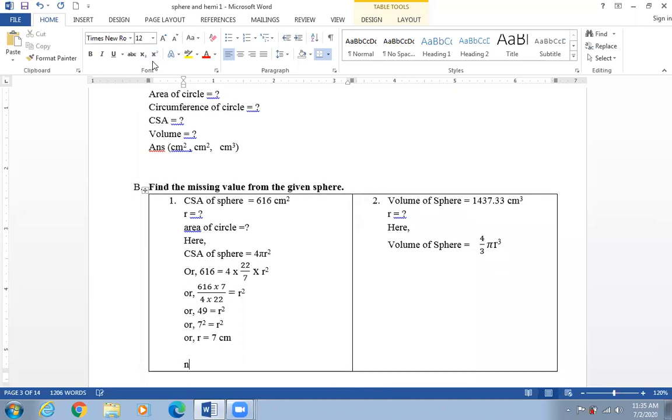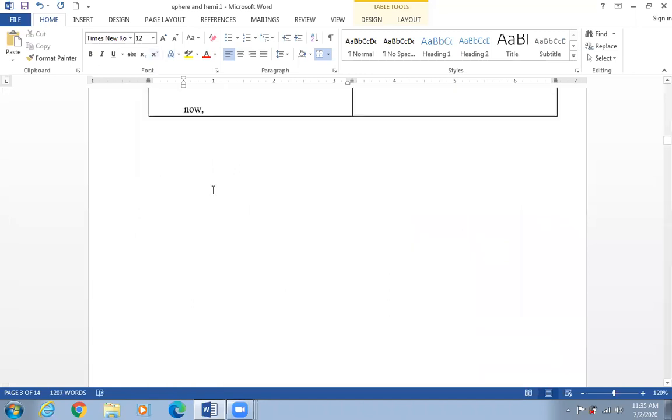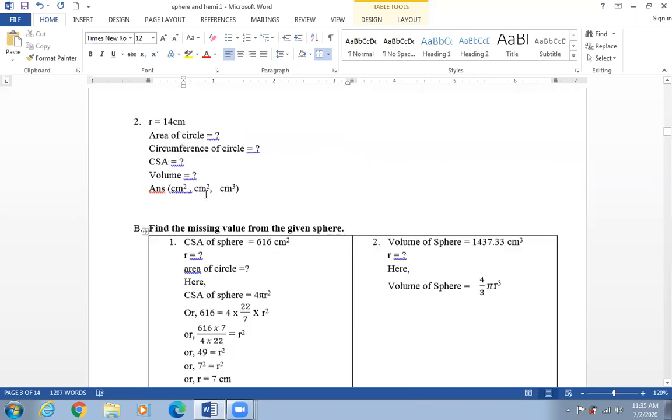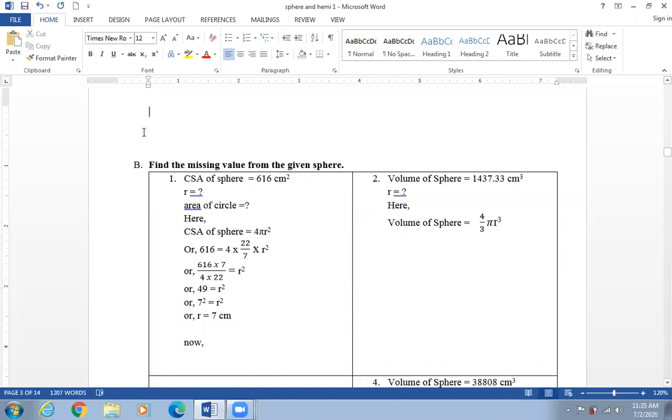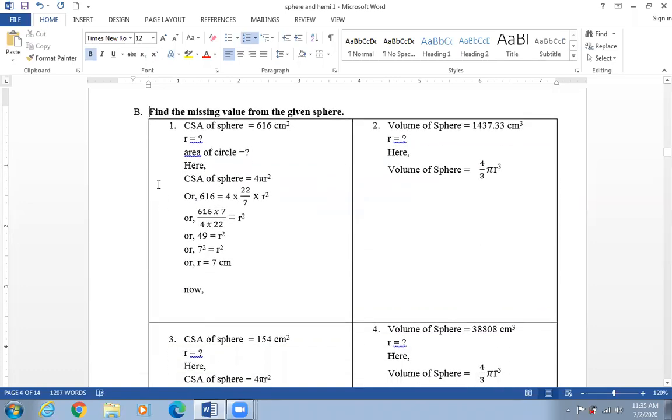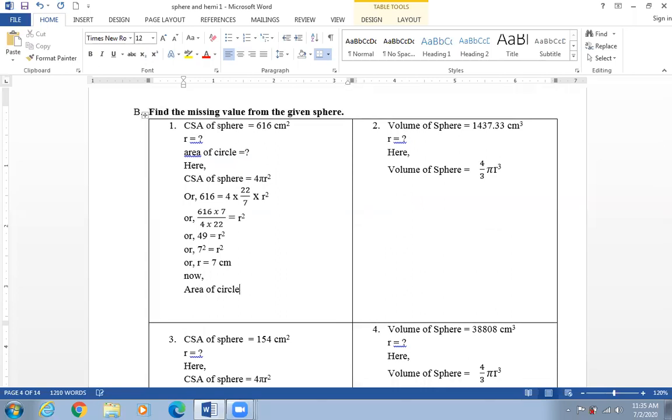Okay, now we need to find out the area also. Let us find out the area. So what is the formula of area of circle? Pi r square. Sorry, area of circle, pi r square.